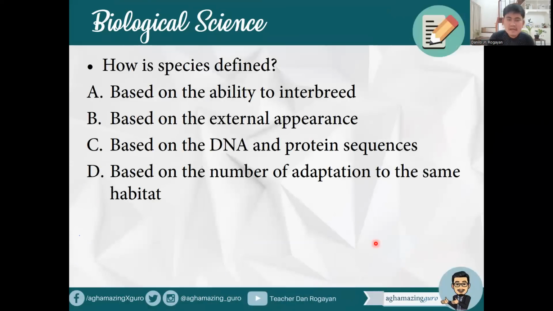How is a species defined? A, based on the ability to interbreed. B, based on the external appearance. C, based on the DNA protein sequences. D, based on the number of adaptations to the same habitat. Okay.